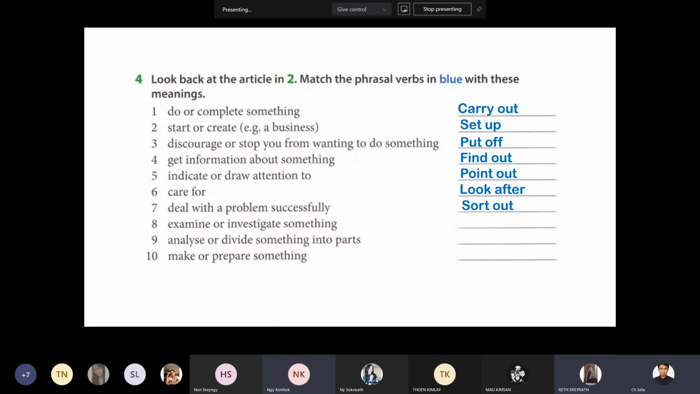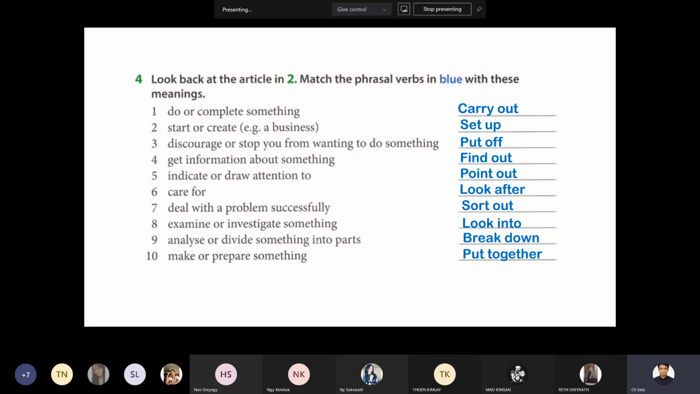Look into. Okay, very good. Number nine, analyze or divide something into parts. Break it down. Okay. And the last one, put together, make or prepare something.